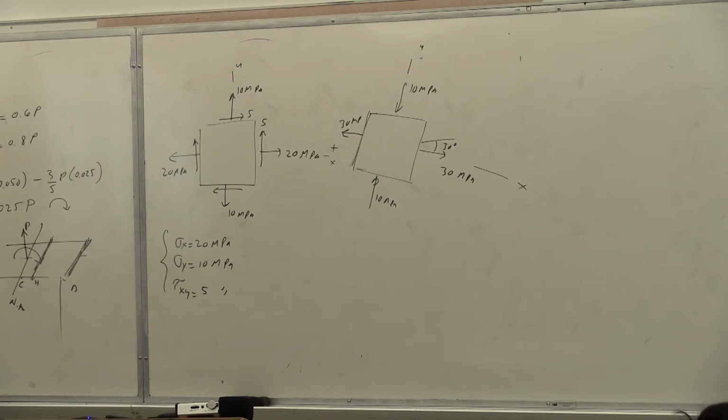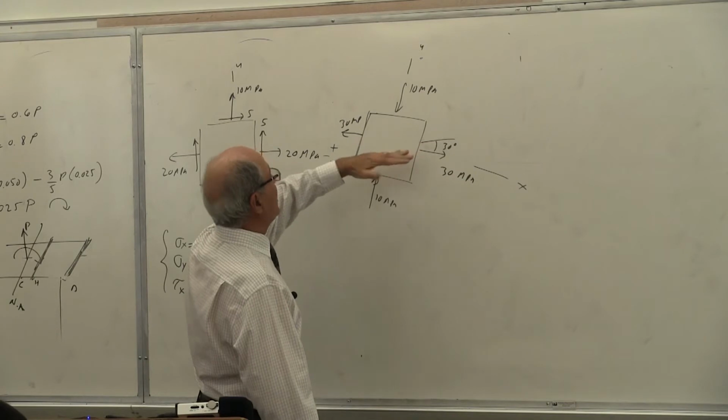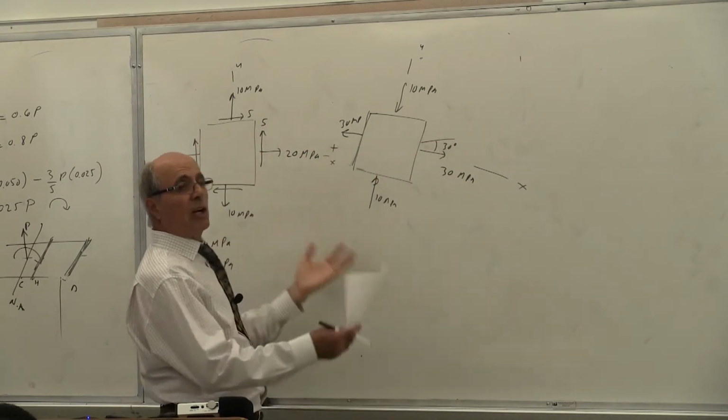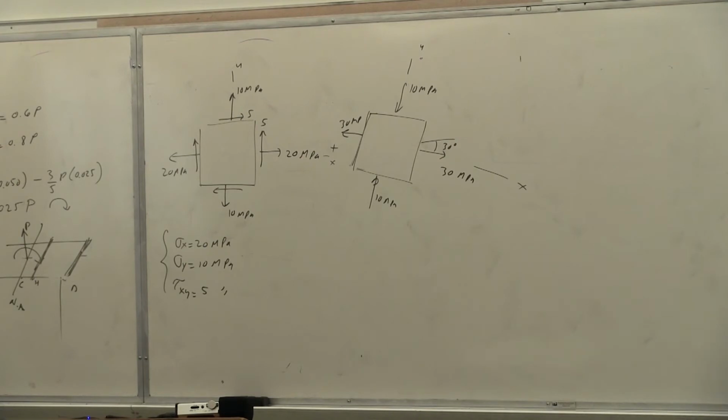For this problem, I keep this one and turn this one. How many degrees? 30 degrees to make it equal to that. Then they are in the same direction, and I can add them together. Yes or no? Notice this is the application of the Mohr circle. Of course, you can use the equation.